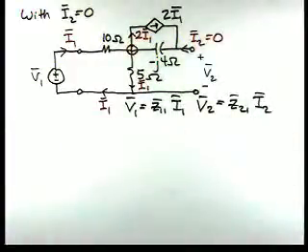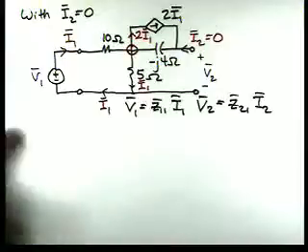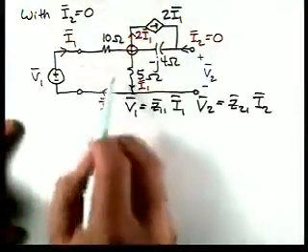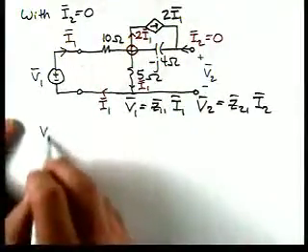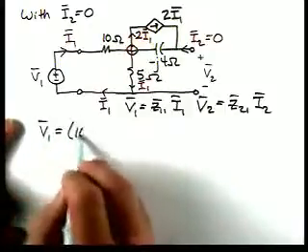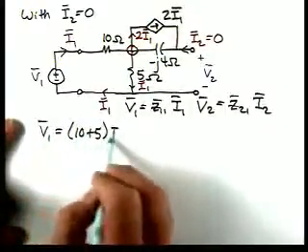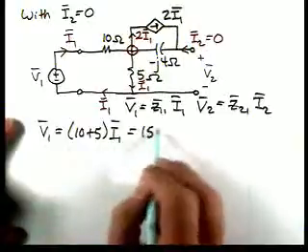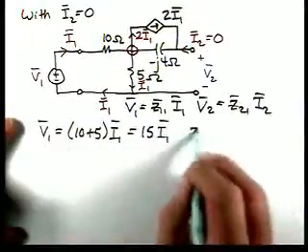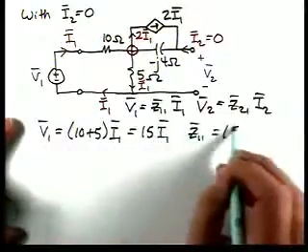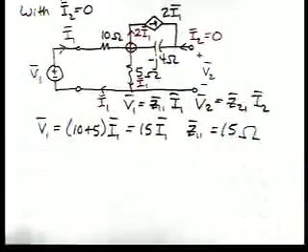So if we look at our circuit now and do KVL around this loop, we'll have V1 is 10 plus 5 times I1, which is 15 I1. So then Z11 is 15 ohms.